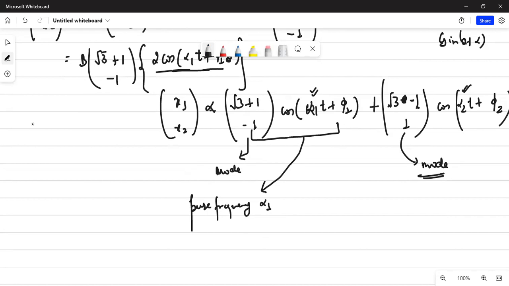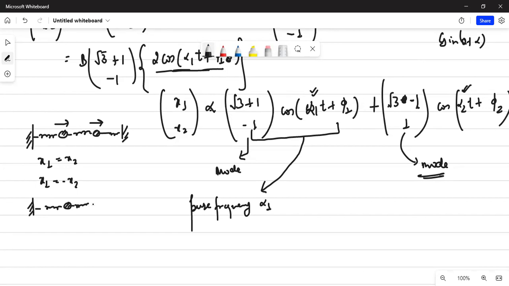This is what we did in the previous class also. When your masses were equal, then you did not have this term root 3 minus 1. Rather, you had two different oscillations. One oscillation was the symmetric one, where x1 was equal to x2, and another one was x1 equal to minus x2. So in the first case, both of them were oscillating in the same direction, and in the second case, both of them are oscillating opposite to each other.